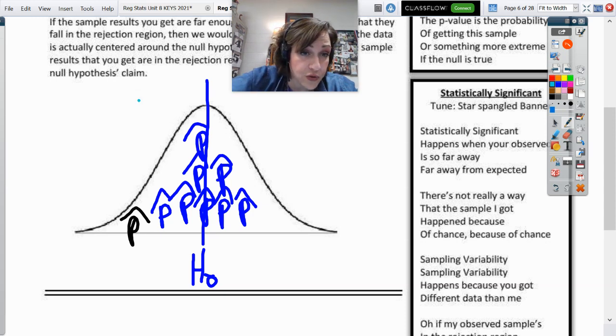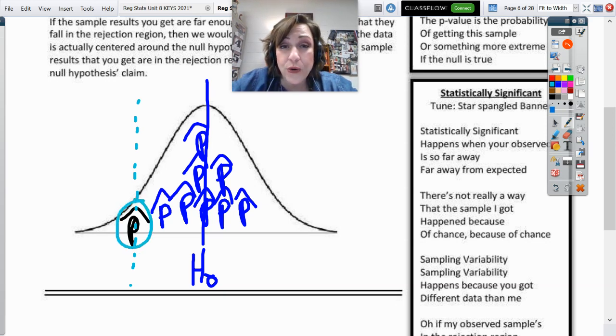P-value, draw a little dotted line here. We're going to draw it. P-value is the probability of getting that p-hat, this particular sample right here, or something more extreme. So in this case, more extreme is down in the lower direction. If we had a sample up top, then more extreme would be above.